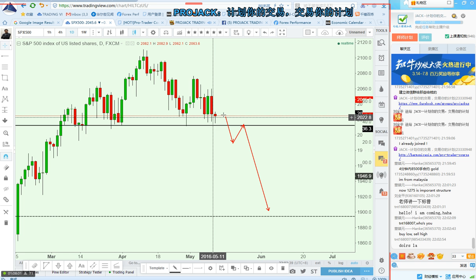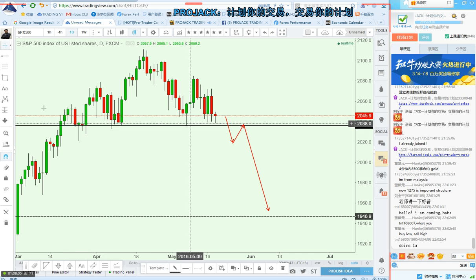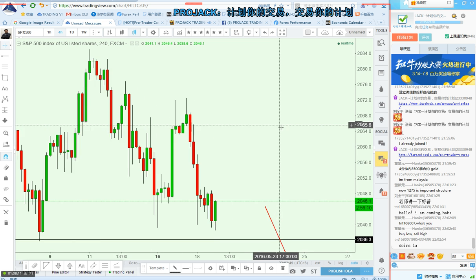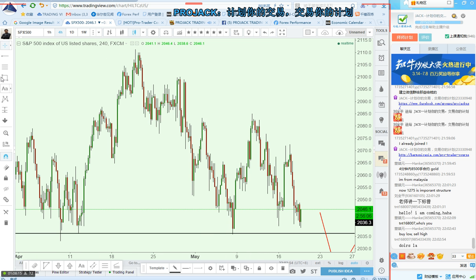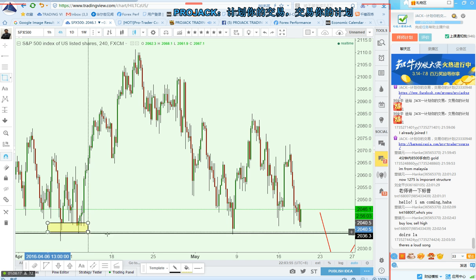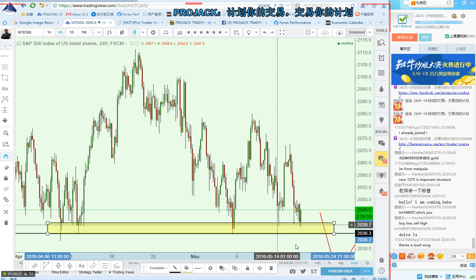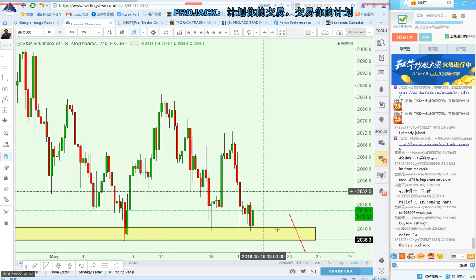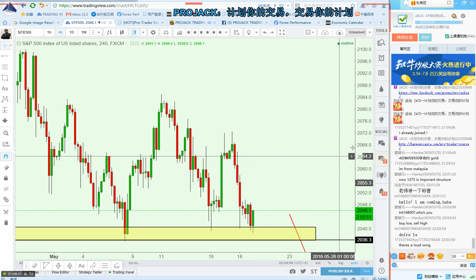But now, since it is not broken, the support is still here. You may consider going long S&P based on the price action. Look at here, look at the support. The price has tested so many times and it just cannot break the low, right? So here you can go long S&P and put your stop loss.